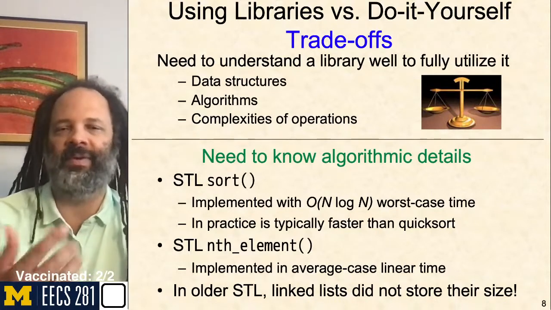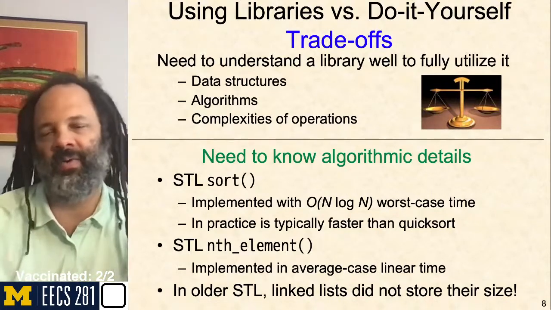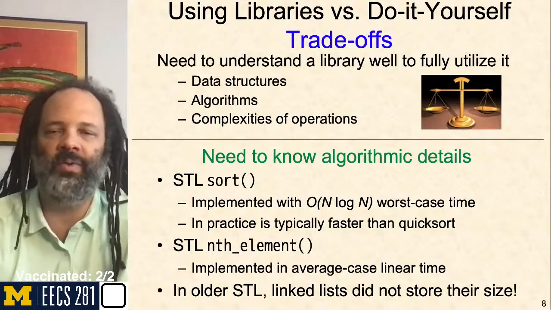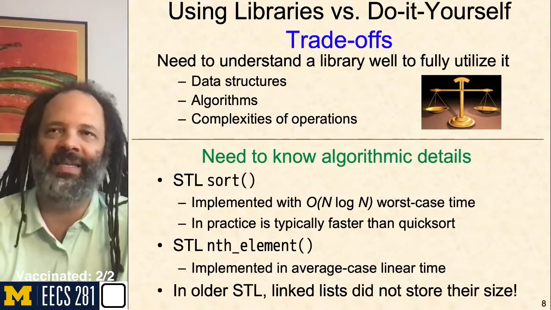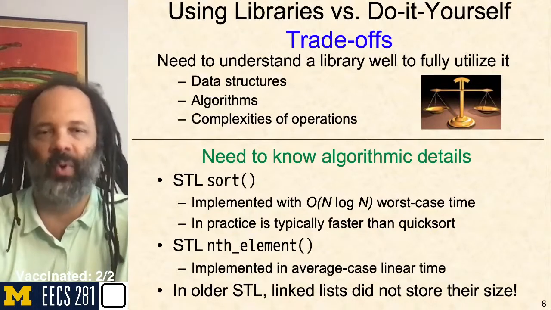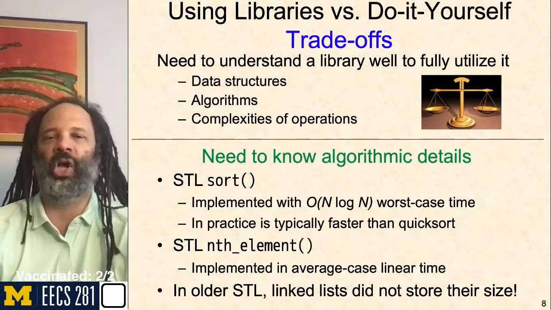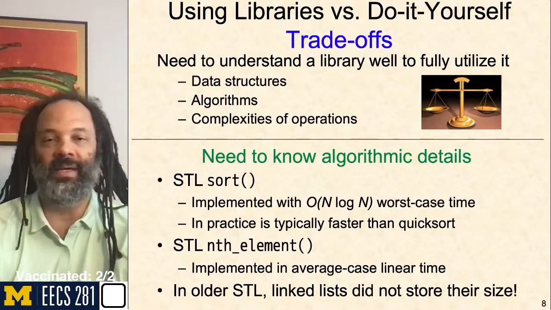You know what kind of containers there are. You know what types of algorithms there are. Then when you try to do something later, you can say, well, I bet that's a common enough activity. I bet that the STL supports that. And having a good way to figure out where it is is important.